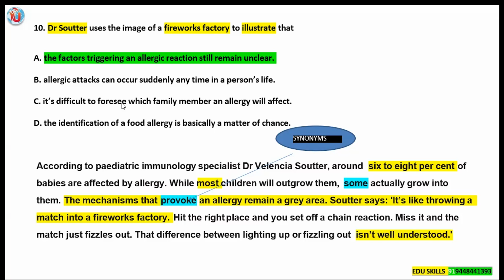Answer option B. Allergic attacks can occur suddenly anytime in a person's life.